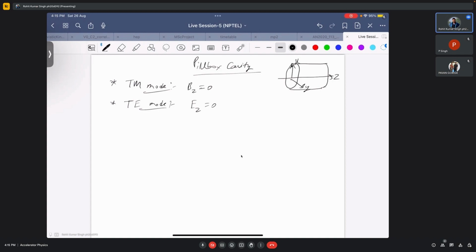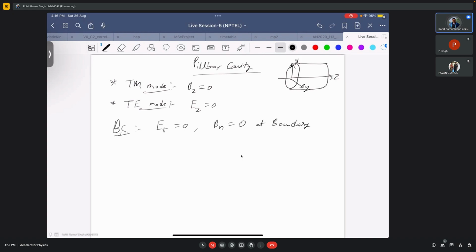We also have some boundary conditions, because we know that in conductors, field cannot be present inside a conductor, so we have boundary conditions on the surface of this cylindrical cavity, or pillbox cavity. The tangential component of the electric field should be zero at the boundary, and the normal component of the magnetic field should be zero at the boundary, at the surface.